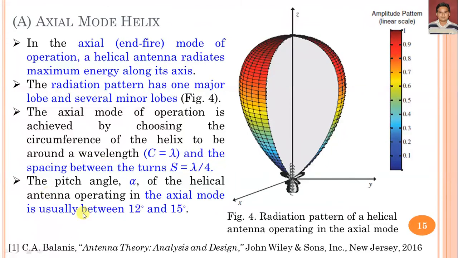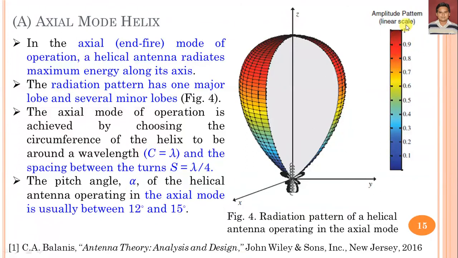And further, the pitch angle alpha of a helical antenna operating in the axial mode lies between 12 degree and 15 degree. So these are the three important conditions through which we can identify whether the helix antenna is operated in axial mode or normal mode. If we take these parameters and their values, then we can say the helix antenna is operated in axial mode.